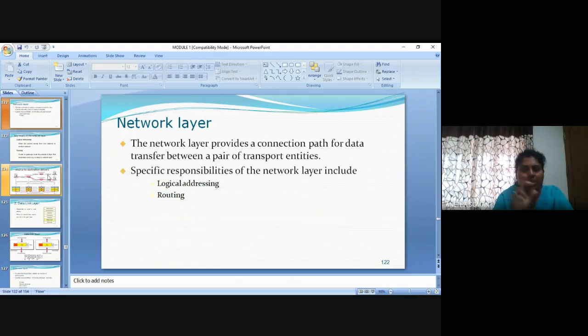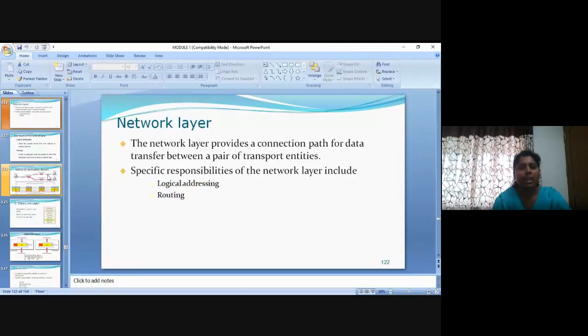Every system is identified with a unique IP address, and that IP address is attached to the data unit once it is coming from the transport layer. This IP address ensures that each packet reaches the correct destination. So with the help of this IP address, you can ensure that each packet reaches the correct destination.